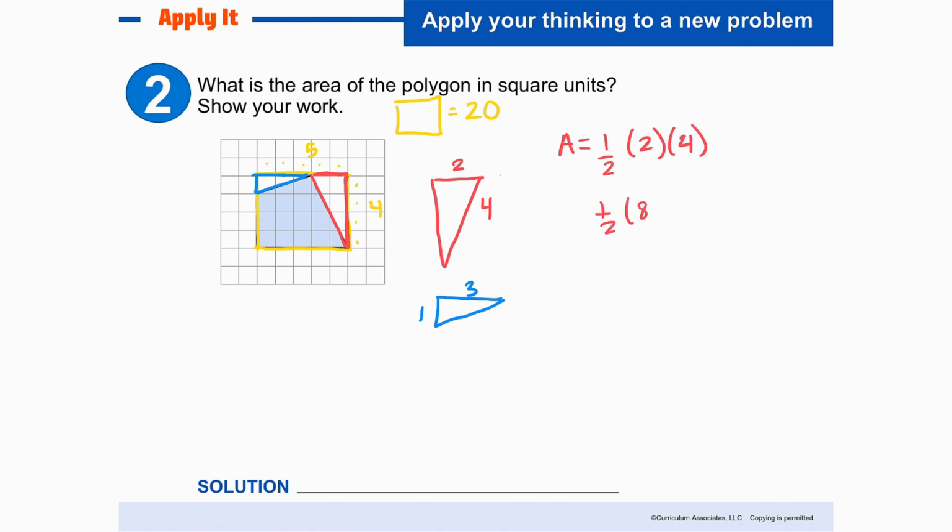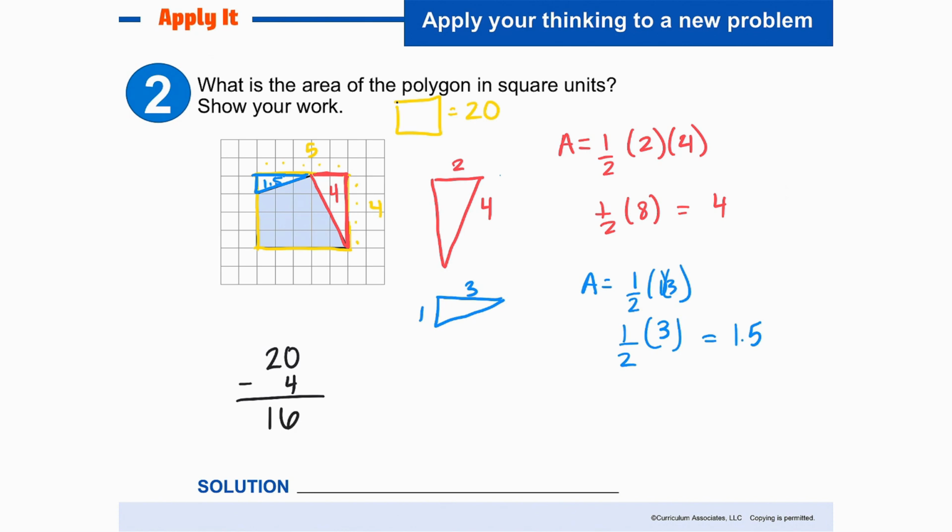Half of 8 is 4, so this guy's worth 4. And then we have here area equals half 1 times 3, which is 3. Half of 3 is 1.5. So now what we're going to do is we're going to take this large area, which is 20, and we're going to subtract the red triangle, which is 4. So then we'd have 16. Then we're going to take that 16 and subtract 1.5.